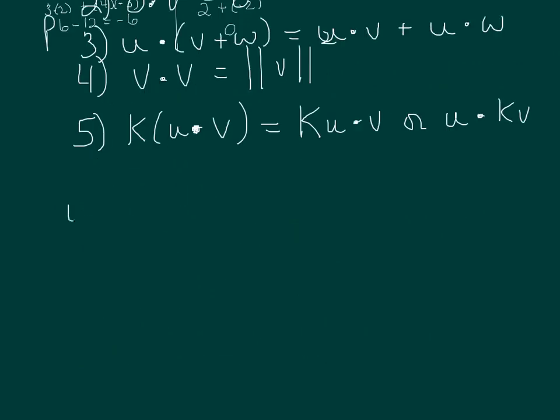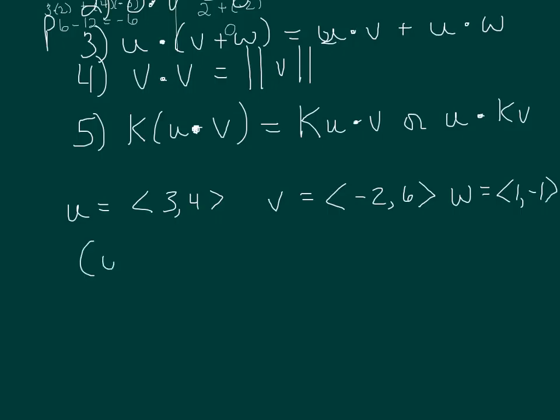All right, if u is 3, 4, vector v is -2, 6, and vector w is 1, -1. First, I want to take the dot product of u with v and multiply that by vector w.